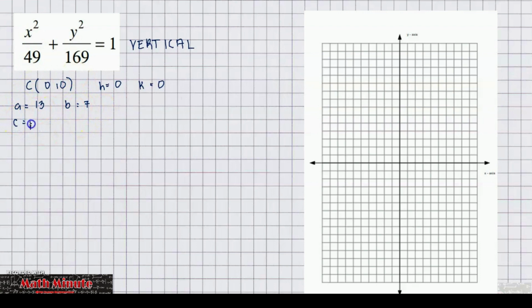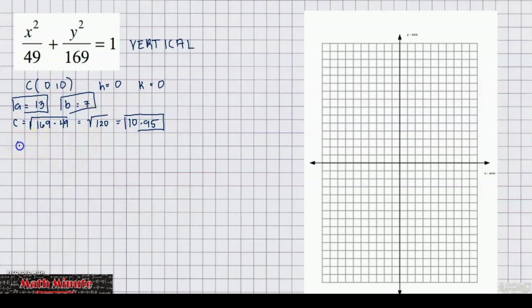And c will be equal to the square root of 169 minus 49, and that would be equal to the square root of 120. So let's check what is the square root of 120. The square root of 120 is equal to 10.95. So we already have the values of your a, b, and c.